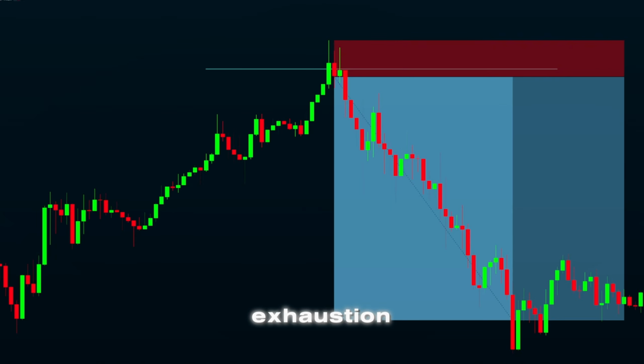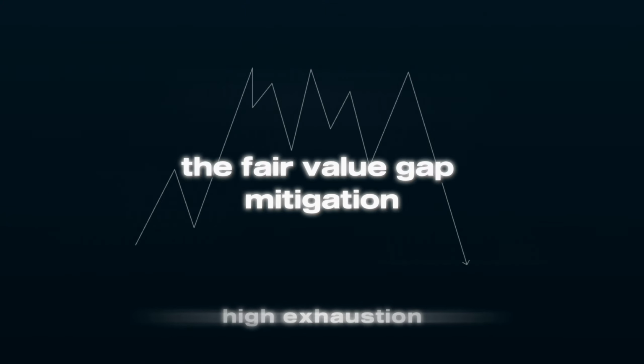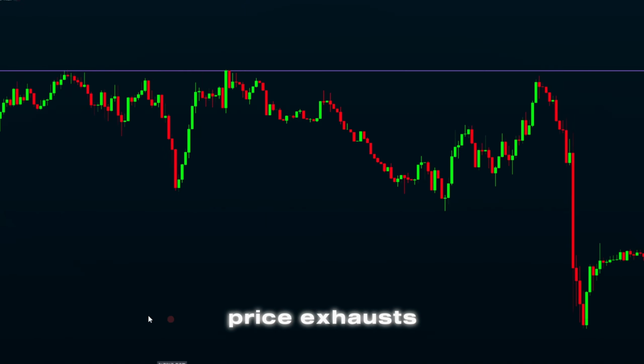Add session exhaustion at the high for 77% raids and 280-point drops. This raids false breakouts, inducing traps for clean shorts. The session high exhaustion trap happens when price exhausts at the session high, the 9:30 to 3:30 range top, with 3 equal highs over 8 candles.